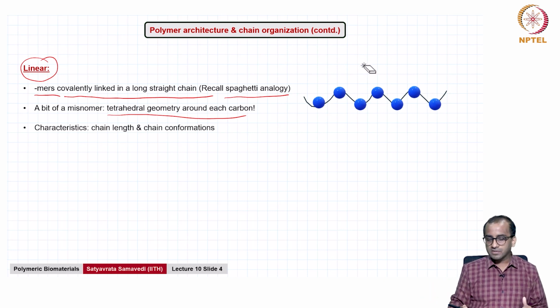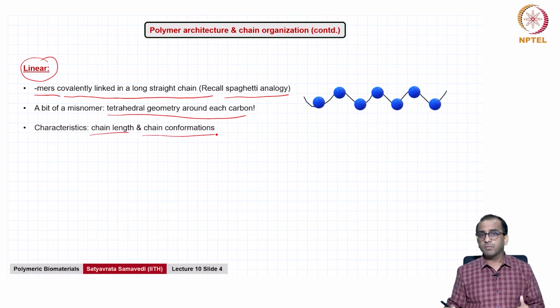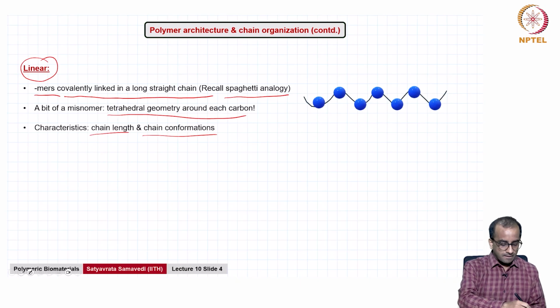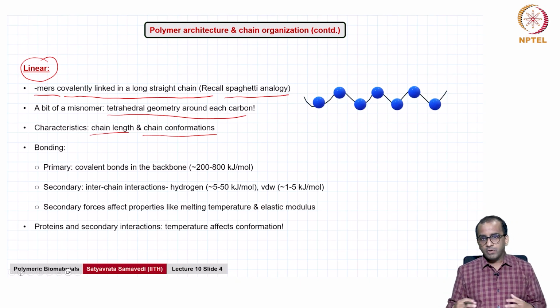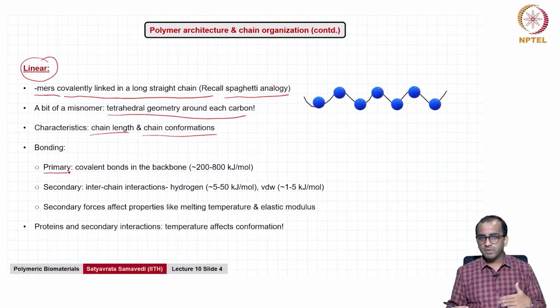And the characteristics typically associated with linear polymers would be chain length and chain conformations, which we have seen in an earlier lecture. Now, when you think of the bonding within the chains and between chains, you can have different types of bonds.